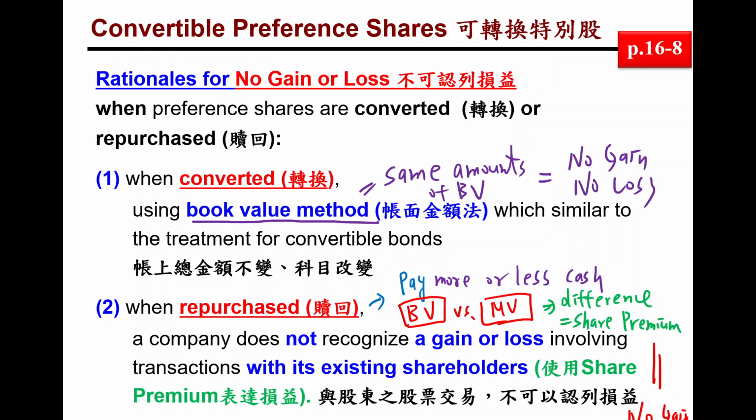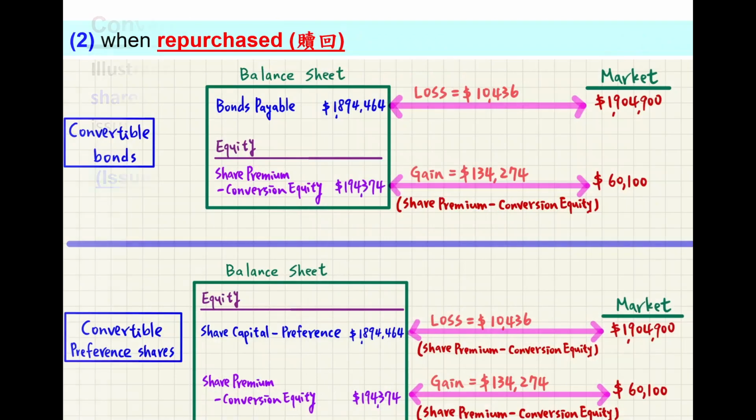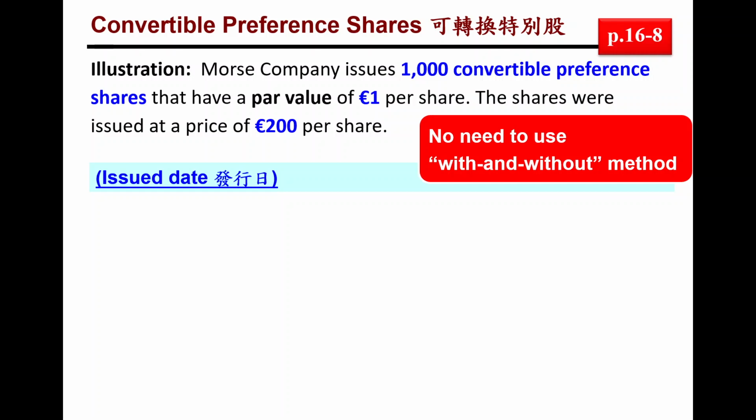Let's look at the case, two cases only, right? For preference shares, first is conversion, second is repurchase. Let's look at your slide 98. This is for the issue date. Today your company decides to issue 1,000 convertible preference shares, not CB. Par value $1, selling price $200.